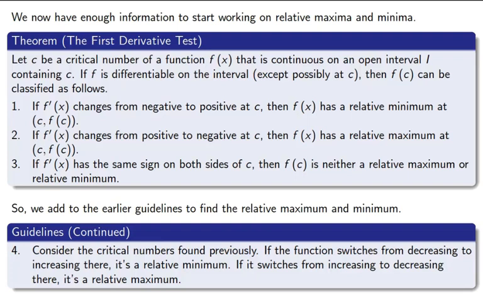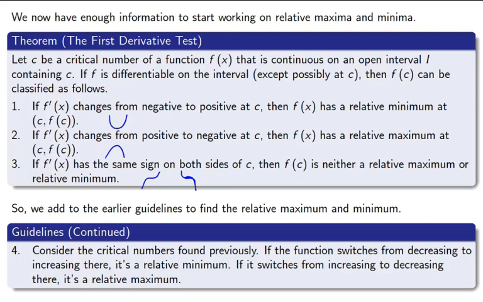If we go from decreasing to increasing, that's a relative minima. Switch from negative to positive, you will have a minimum there. But if we switch from positive to negative, we get a relative maxima. And then if it has the same sign, such as this or this, then it's neither a relative maximum or a relative minimum. That's it.